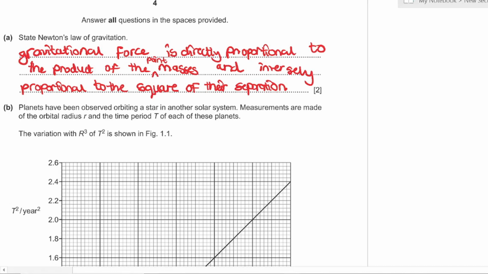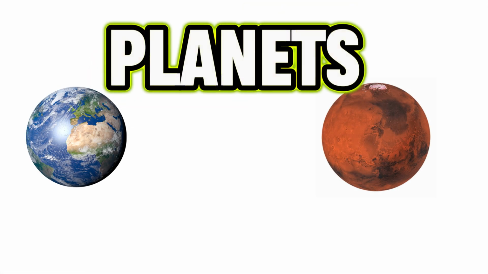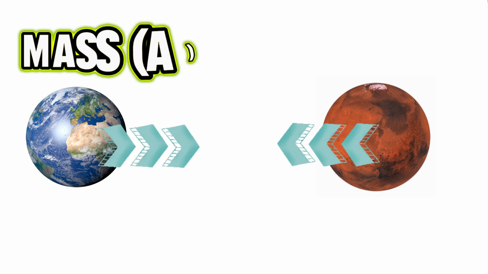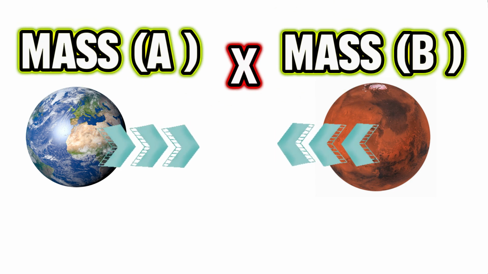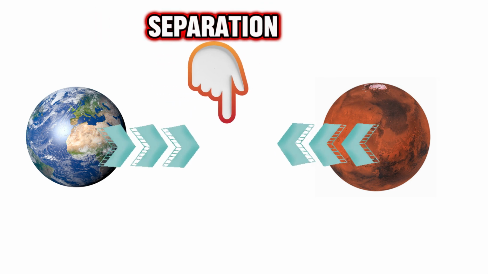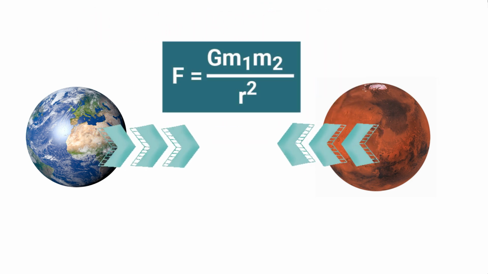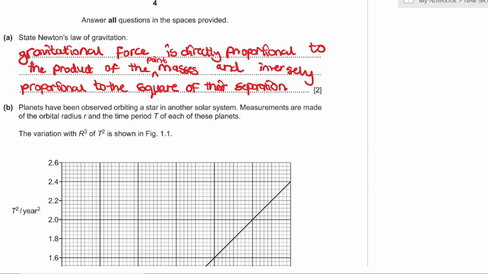What am I even saying? Well, if you have two masses, mass A and mass B, these can be planets. The force that these planets exert on each other will be equal to the product of their masses. They're going to have different masses, and there's going to be a separation between them. The product of their masses divided by the square of the separation is going to be the law of gravitation. Newton was a very, very smart guy. We should give him that.